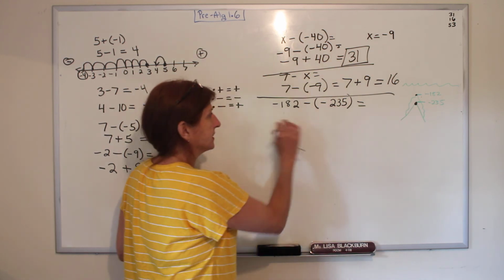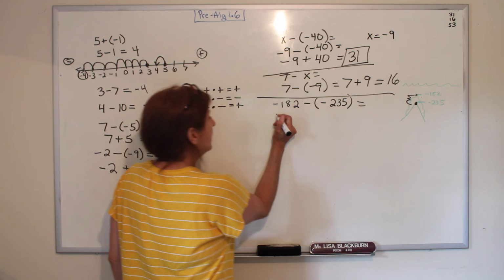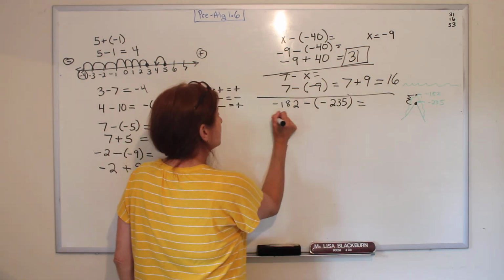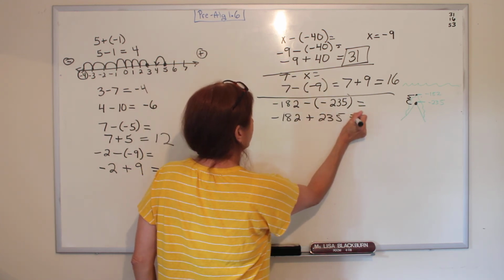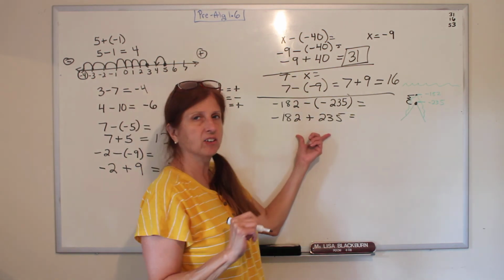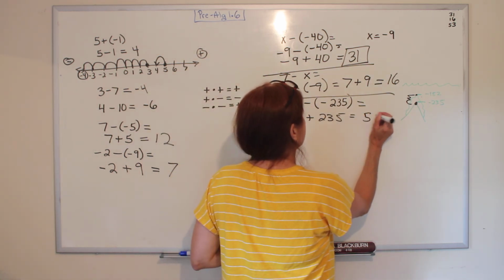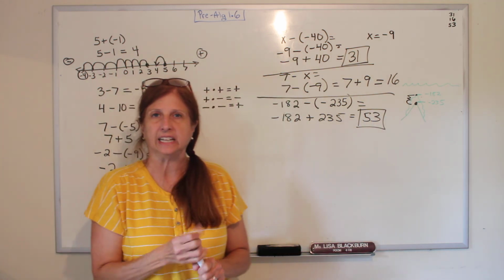What's the difference in these? How much is this little bit right there? Okay? So two negatives make what? A positive. So negative 182 plus 235 will give us our answer. This is a calculator problem. Put that in your calculator just like that, and you should get that the volcano grew 53 feet.